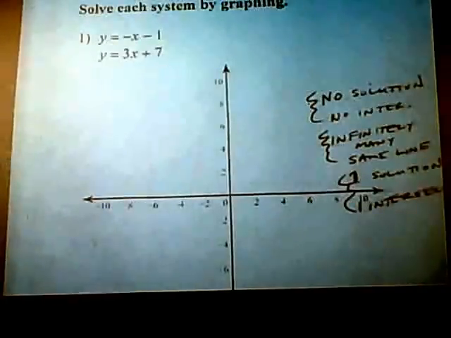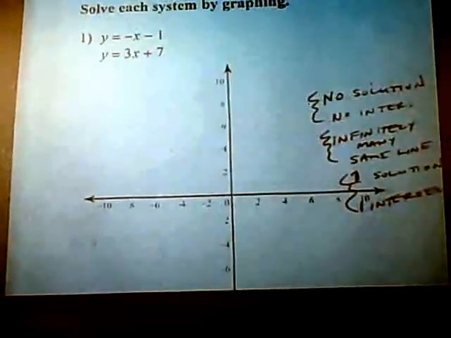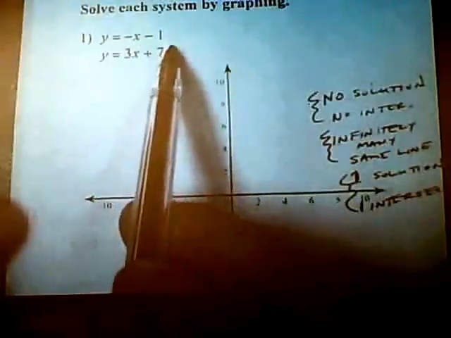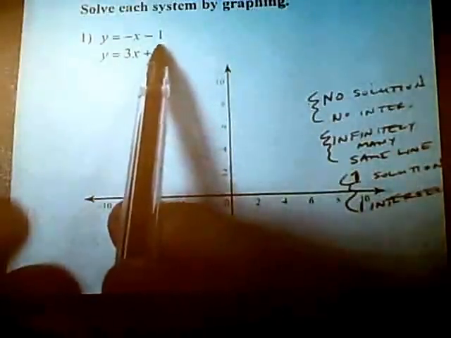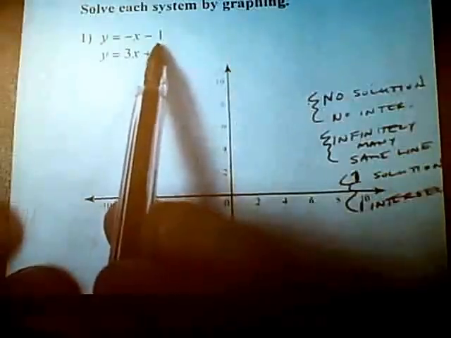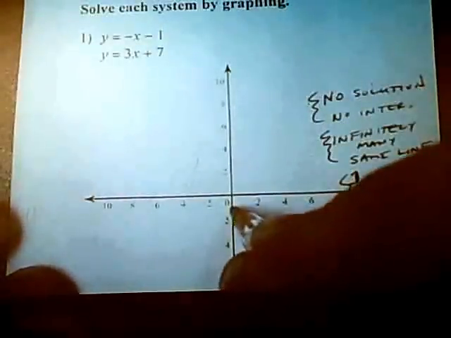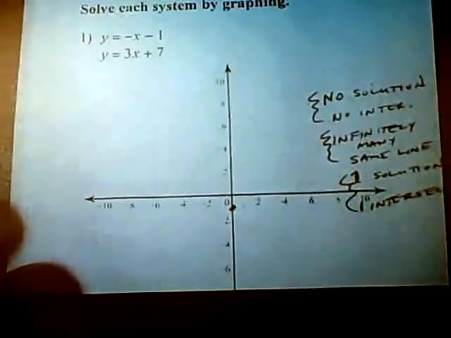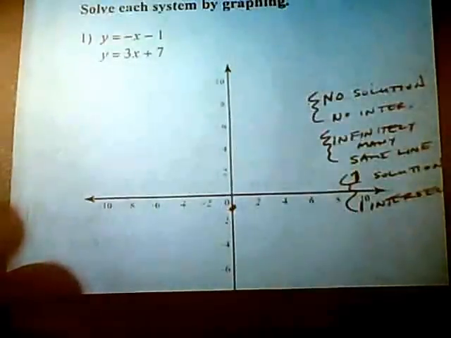Let's solve each system by graphing. The first one is y equals negative x minus 1. We're going to graph this by looking at the y-intercept first, which is negative 1. So we're going to go down here to negative 1 on the y-axis. And then we're going to follow our slope.